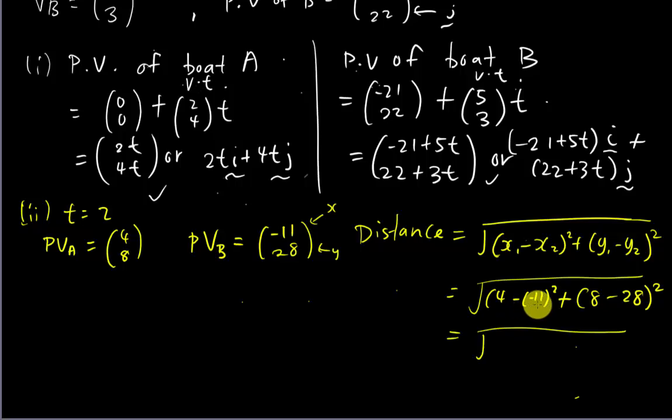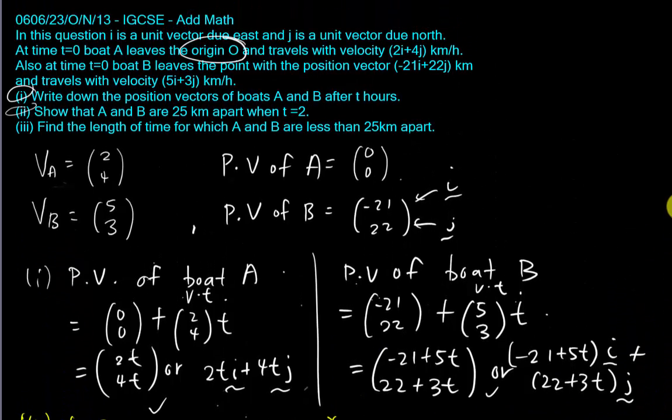This is 15. 15 squared is 225, plus this 20. 20 squared will be 400. So 625, and you will get 25, because the square root of 625 is 25. Then you write "shown", because the question just asks you to show that they are 25 km apart when t equals 2. So I have already shown they are 25 km apart. It's quite simple to get the 3 marks.